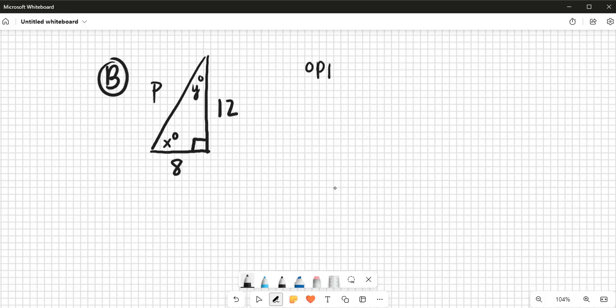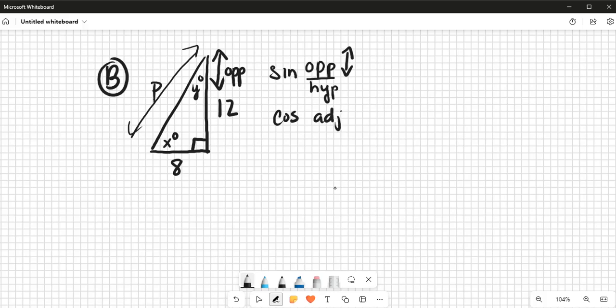So opposite over hypotenuse is sine. The opposite side is the vertical side. The hypotenuse is the side directly across from the right angle, the longest side of a right triangle. Cosine is adjacent, which is the horizontal side, over hypotenuse. And then tangent is opposite over adjacent.